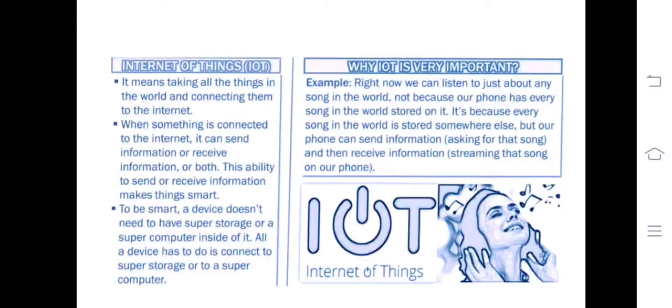Yes, you can see. Internet of Things, IoT. It means taking all the things in the world and connecting them to the internet. So simple. Even I can connect a bottle with the internet. When something is connected to the internet, it can send information or receive information or both. I'll tell you how it works. This ability to send or receive information makes things smart.